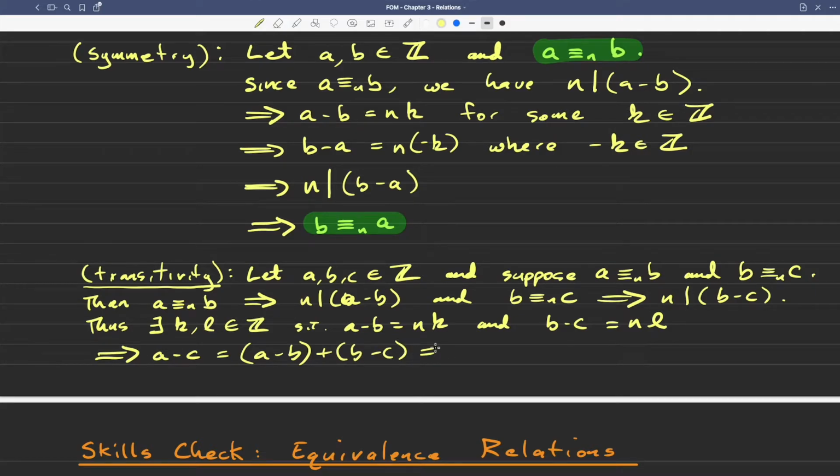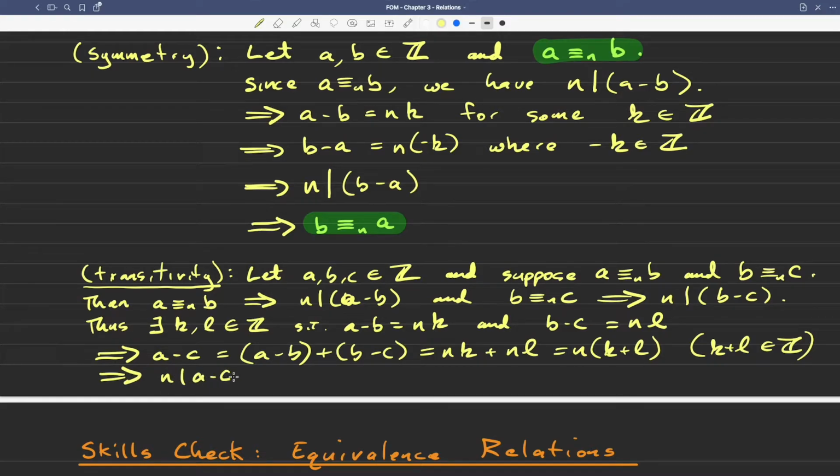Just those b's cancel. But then that's the same as n times k plus n times l, which is n times k plus l. And k plus l is an integer. So that grand finale tells me that n divides a minus c. So a is congruent mod n to c. And that is the proof.